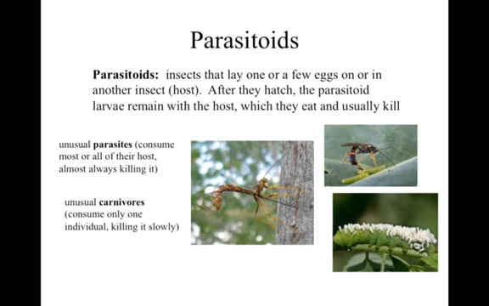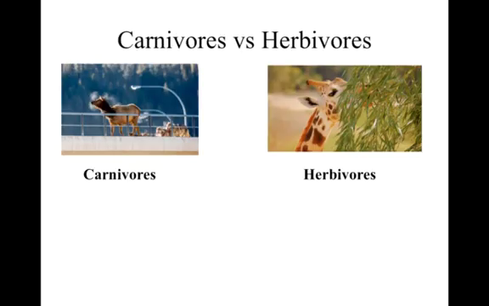However, they're not really carnivores either, because most carnivores will take multiple prey of a particular species or in a particular population. If I think about a mountain lion, it's going to eat a lot of different little baby deer. Whereas with parasitoids, they only eat one individual. They spend their entire life eating that one individual and killing it very slowly over time. So they're a little bit in between. They're sort of a weird, is it a parasite? Is it a carnivore? Who knows?